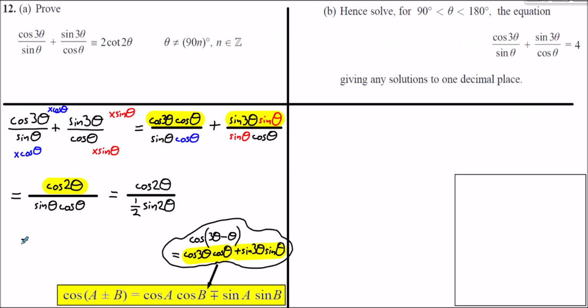Now, if I'm dividing by a half, that's one and the same thing as multiplying by 2. So I can just put that 2 on the top. So I'm going to get 2 lots of cos 2 theta, all divided by sine 2 theta. Now, cos over sine is the same as cot, and so cos 2 theta over sine 2 theta will be cot 2 theta. I've got 2 lots of that, so that's exactly what I wanted to prove.